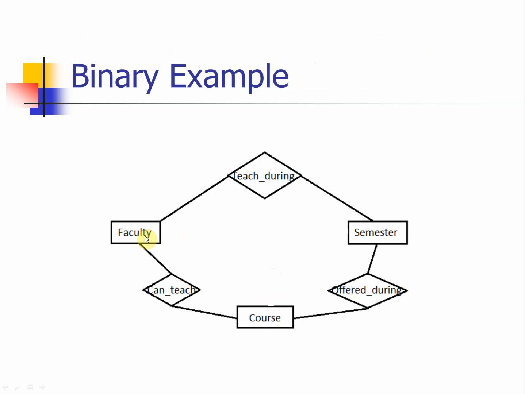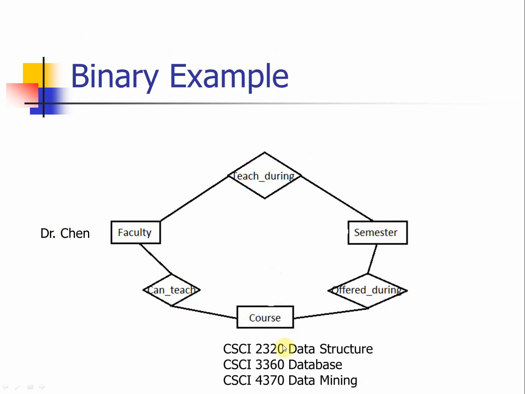You can see that we still have the 3 entities: faculty, course, and semester. For the faculty, say me, can teach indicates what courses I'm able to teach. So I can teach the following 3 different courses: data structure, database, and data mining. So this binary relationship indicates who can teach what courses. On the other side, the semester can have the following 3 semesters in year 2020.